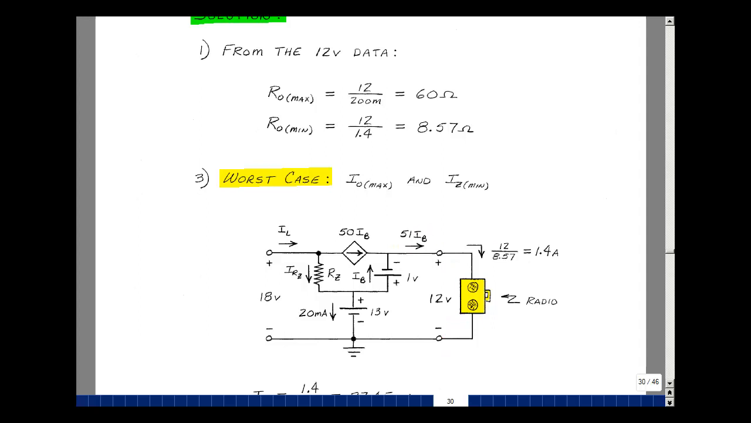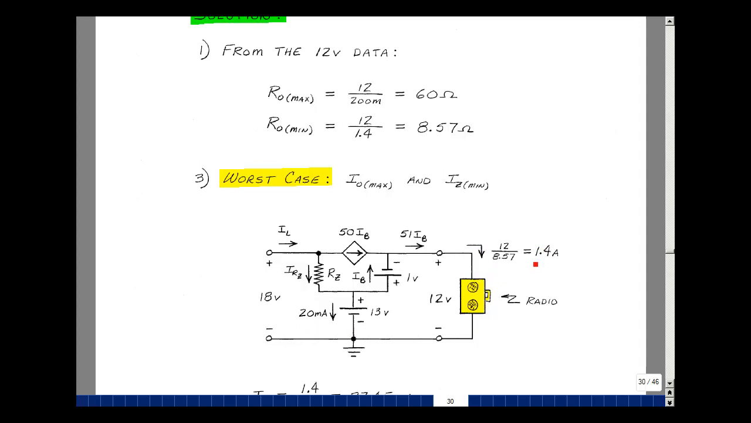Let's take a look at the worst case, and that's when you have the most current in the load and the least current in the Zener diode. It would be 20 milliamps, and this would be 1.4 amps. If we can satisfy these two conditions, then as we back off on this number and put more current in here, we'll be able to operate the radio and also keep the Zener going.